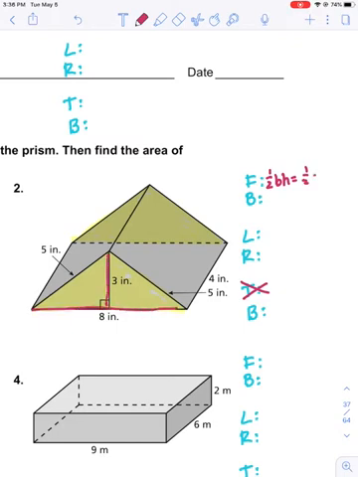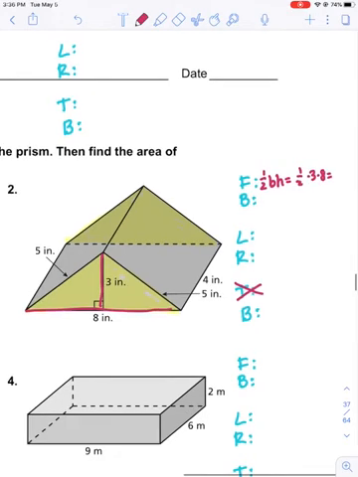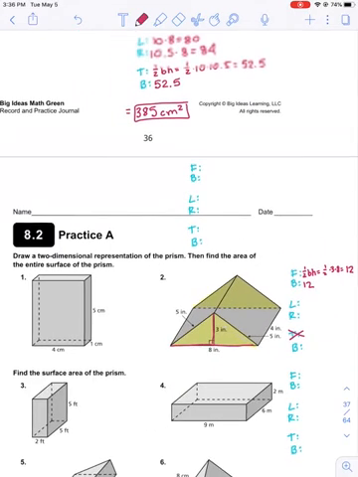Since these are triangles, I need the formula 1/2 times base times height. 1/2 times, now where's my right angle? I see it right here. So I'm going to be using 3 and 8. I could take half of 8 first to get 4. 4 times 3 is 12. And the back will be the same.